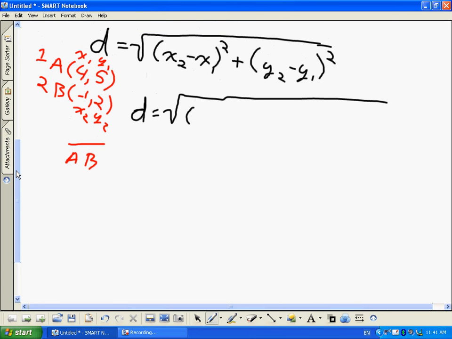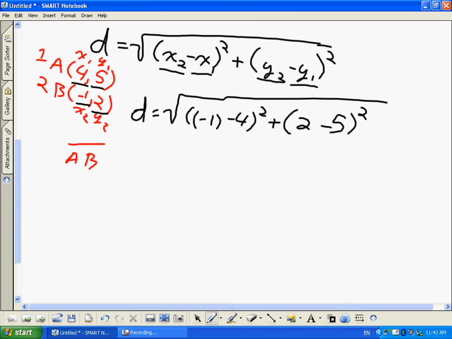We have our x2. This is the first number we got to get a coordinate for. It's -1. So -1 subtract our x1, which is 4, squared. Place it in there. Next coordinate we're looking for is y2, which is 2. Subtract y1, which is 5, squared. From here on in, guys, it's just carrying out BEDMAS. The root of -1 minus 4 is -5, plus 2 minus 5 is -3, squared.